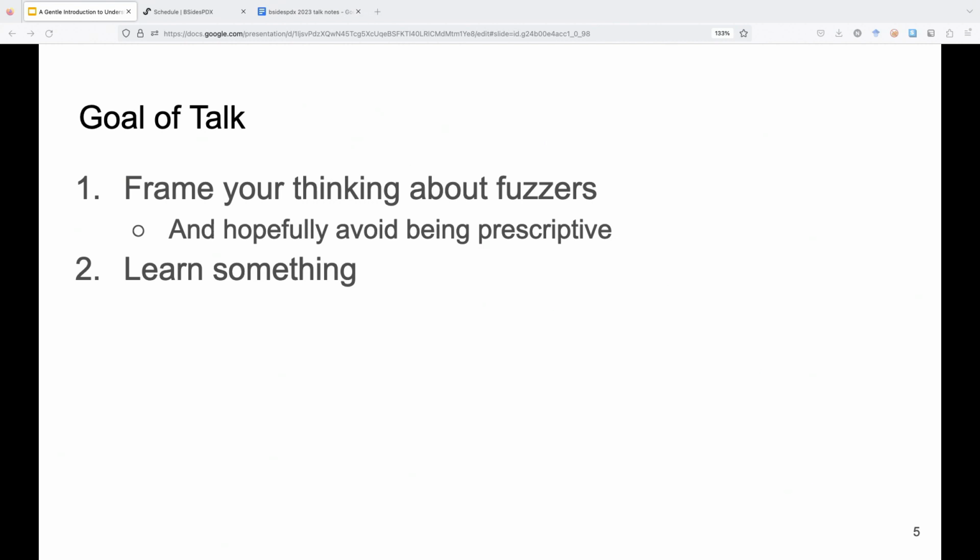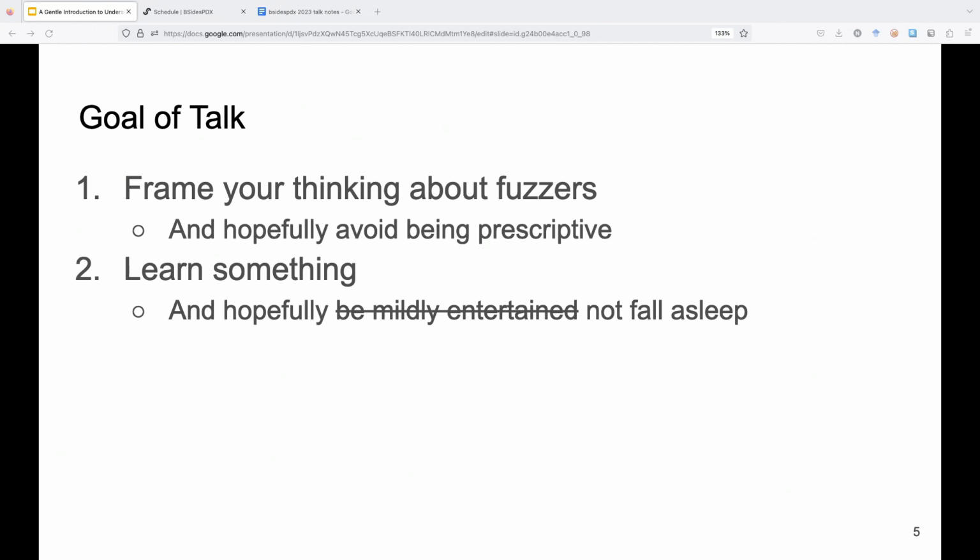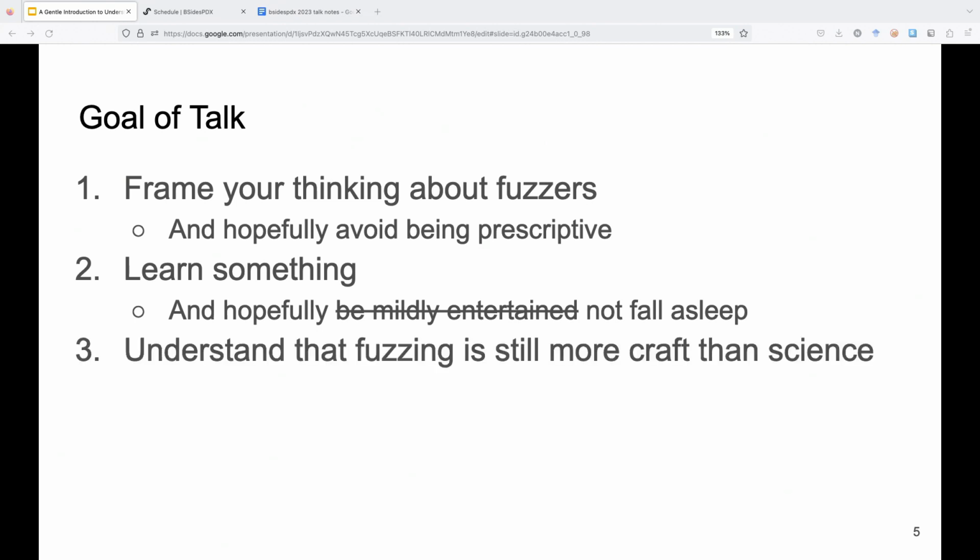We don't really have silver bullets, and we don't really have free lunches. I hope you learned something. To be honest, at this point, I'm grateful if you don't fall asleep. That's a win. And I would like you to leave here understanding that fuzzing is still more craft than science.